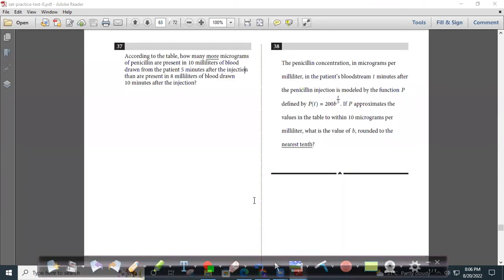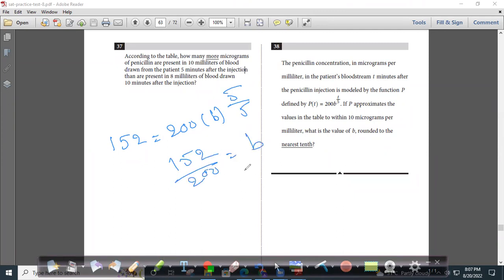So now let me use that value. See how simple this is, but we unnecessarily complicated it. So 152 is equal to 200 times b to the power of 5 by 5. So 152 by 200 is equal to b. So just use your wonderful calculators, but I want your answer rounded to the nearest tenth.